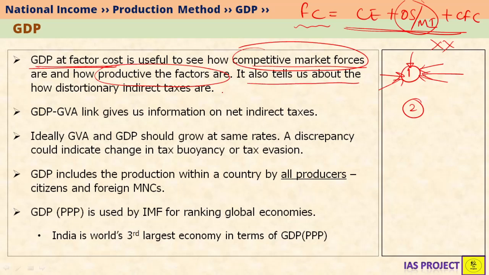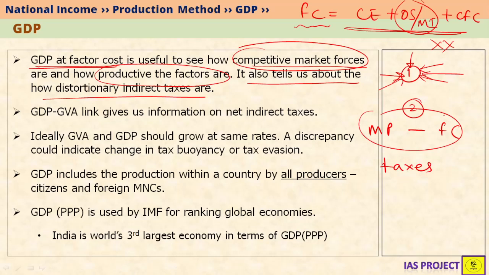It also tells us about the distortionary nature of indirect taxes. We know that if we compare market prices and factor cost, the difference is nothing but the taxes. So if factor cost is low at a place and market price is high, this means that although factor cost is low, taxes are very high, therefore the market prices are very high. So we can compare market prices GDP and factor cost GDP and we can see how taxes are burdening the economy. Let's see the next point.